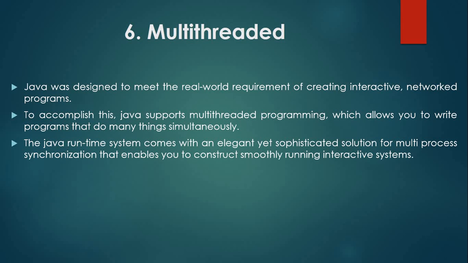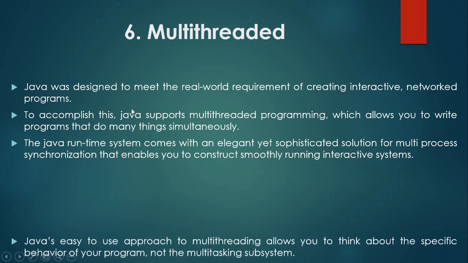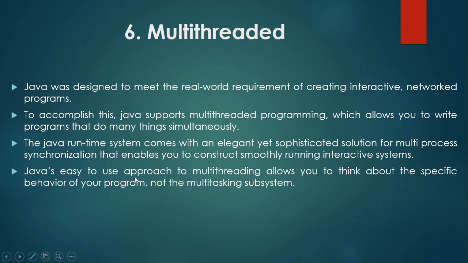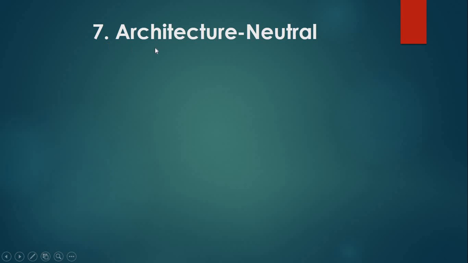So that is the example of multi-thread or multi-process. Java was designed to meet that requirement. That's why Java is multi-threaded. Java's easy to use approach to multi-threading allows you to think about the specific behavior of your program, not the multitasking subsystem. Seventh is architecture neutral.